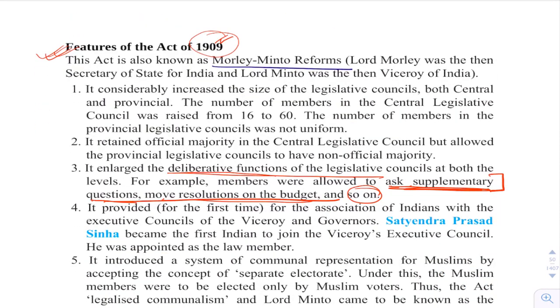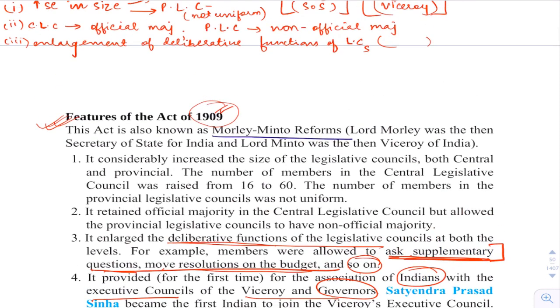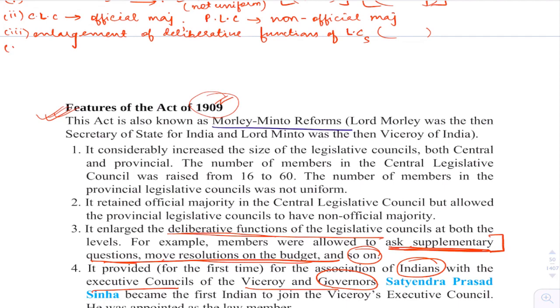It provided for the first time for the association of Indians with the executive councils of the viceroy and governor. So for the first time a major change was introduced for the Indians and now they were allowed to get associated with the viceroy, executive council and also with the governors. ठीक है, तो Indians के लिए ये first time ऐसा major change आया था. First time Indians association with Viceroy, Executive Council and governors.